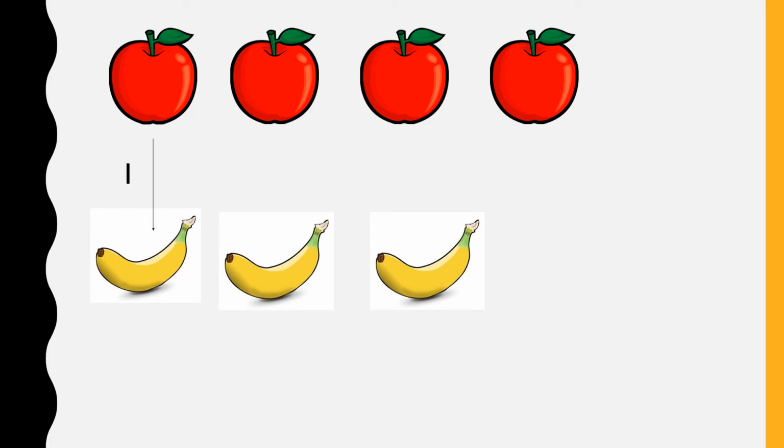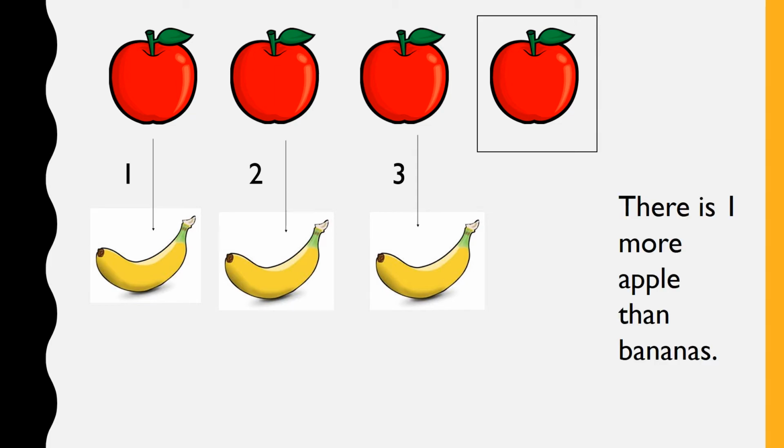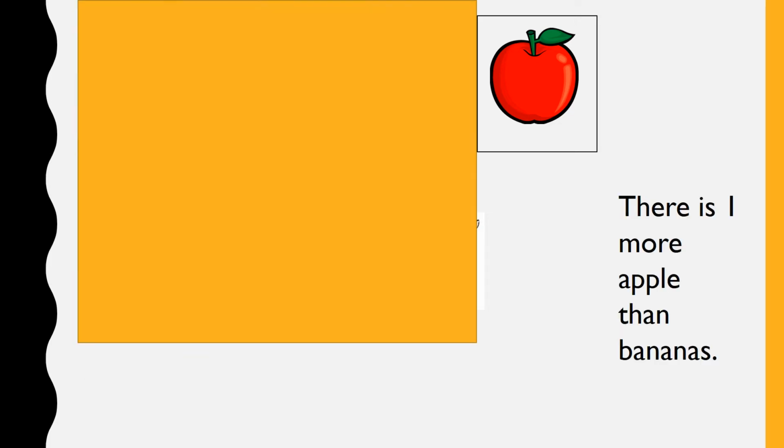1, 2, 3. Can you see that there's 1 more apple than bananas? We can check by putting a piece of paper over the matched up pairs. Yes, still 1 more apple.